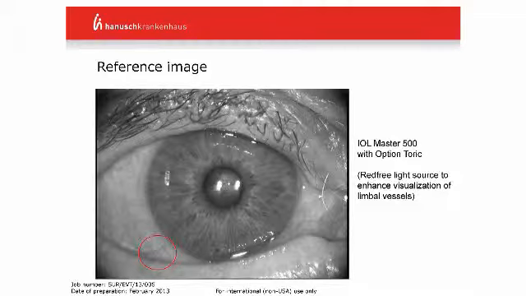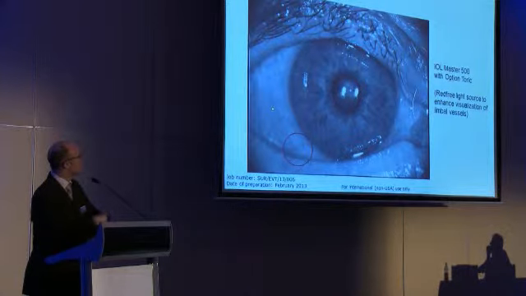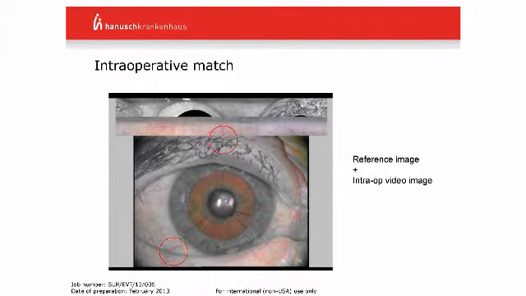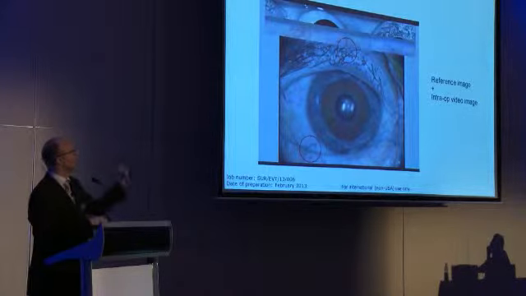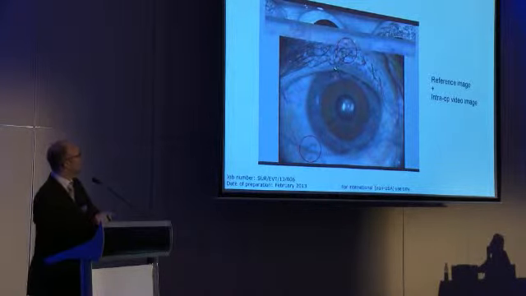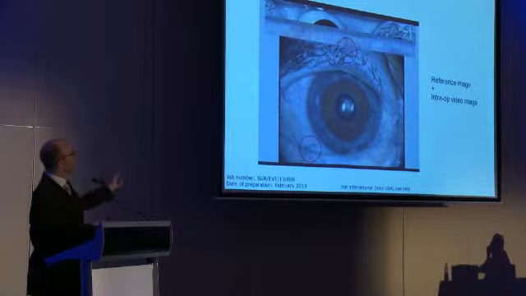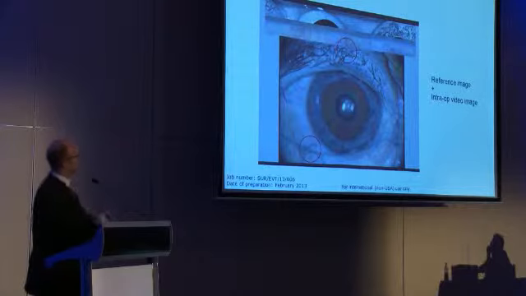Next slide. So here you can see, for example, this is an example with this vessel here, and obviously all these vessels are recorded. Next slide. And then this is a superimposition of the live image of the operating microscope and the photograph taken at the IOL Master before surgery. And you can actually see the vessels. This is the perilimbal area put into a straight line of the two photographs, and you can just do a double check.